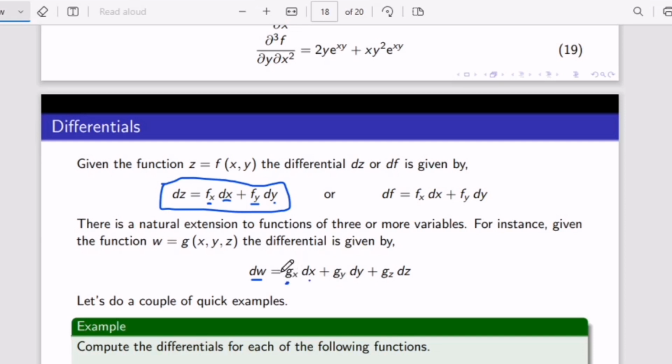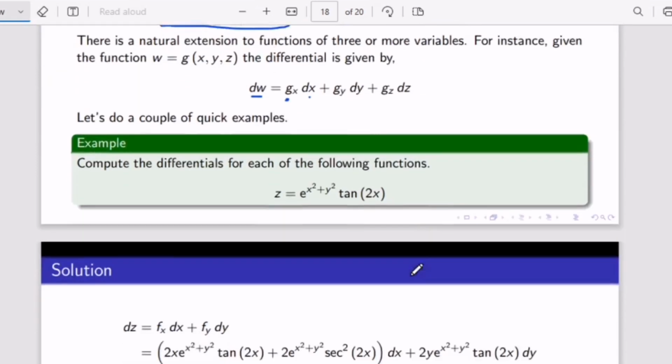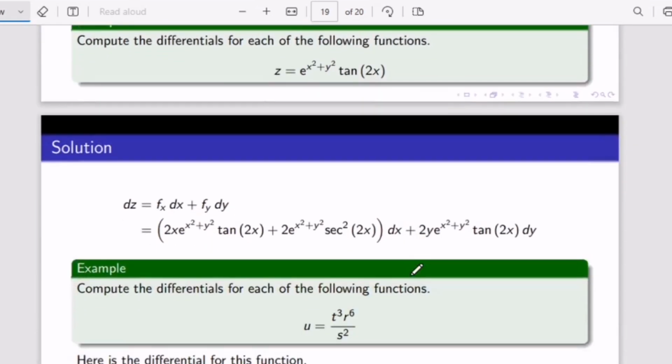So when you do the partial derivative of the function with respect to x, then you bring the x. Partial derivative of the function with respect to y, you bring the y. Partial derivative of the function with respect to z, then you bring the z. As simple as that. So what they did here was that they asked us to what?